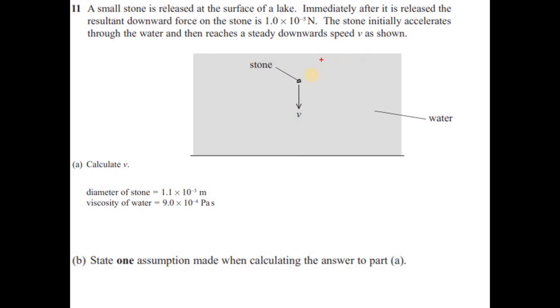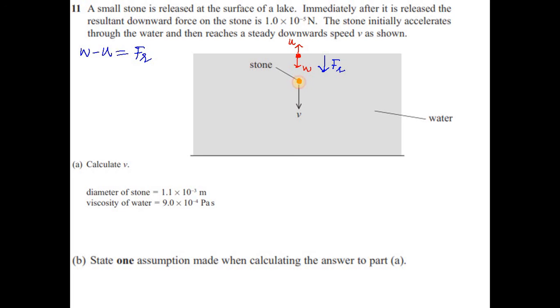That means as soon as you release this stone at the surface, weight W is acting down, and upthrust U is acting upward, and at that moment you have a downward resultant force Fr at the start, at the beginning. That means in the beginning you can say that W minus U is equal to Fr, and then the stone is accelerating down.